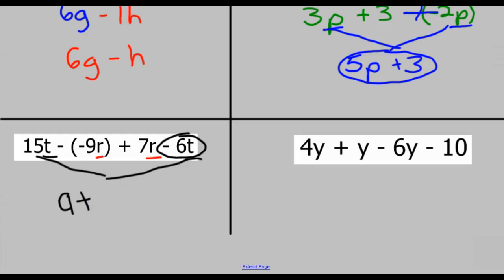Now if I take a look at my next ones, I have a minus negative 9r. So I can take those because they're in a row and make it a plus. Plus 9r, and combine that with 7r. 9 plus 7 gives me 16, so I'm going to do plus 16r. So my new expression is 9t plus 16r.